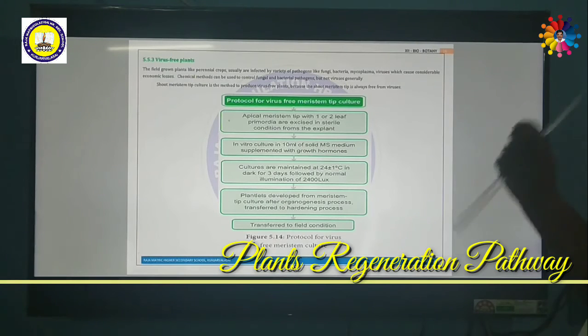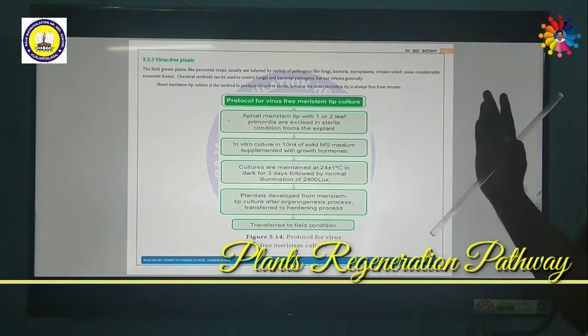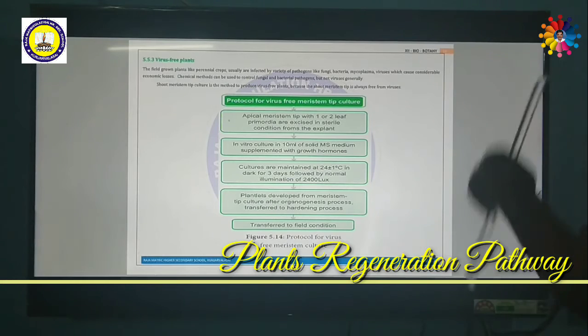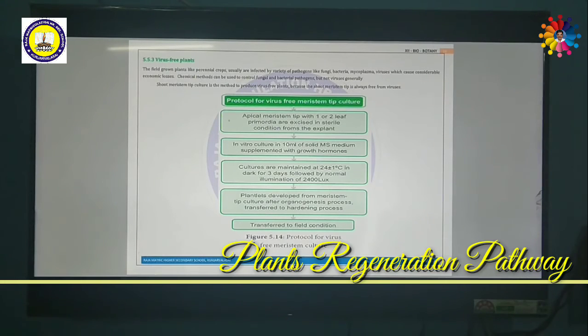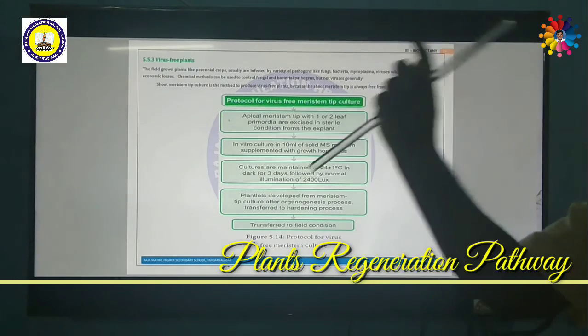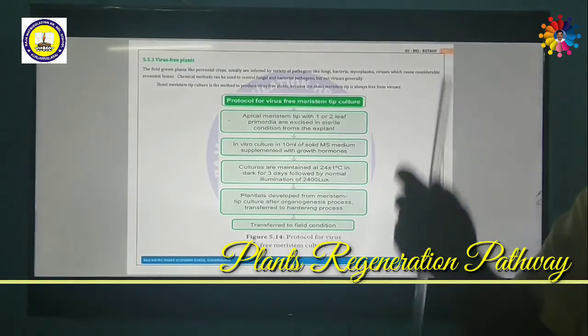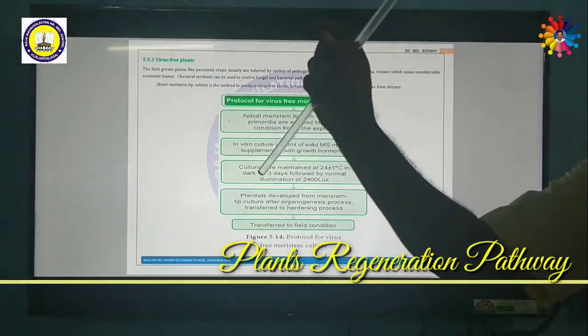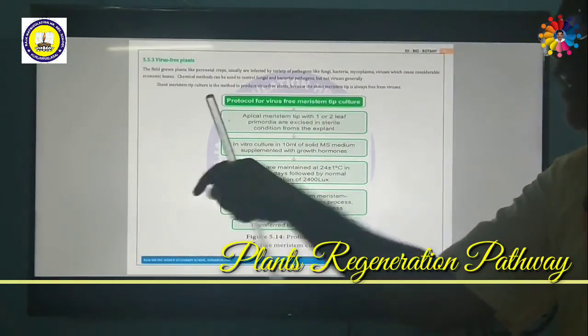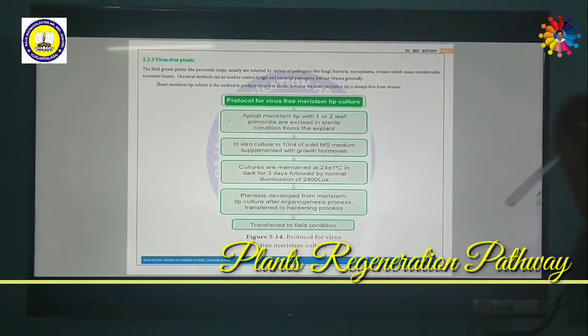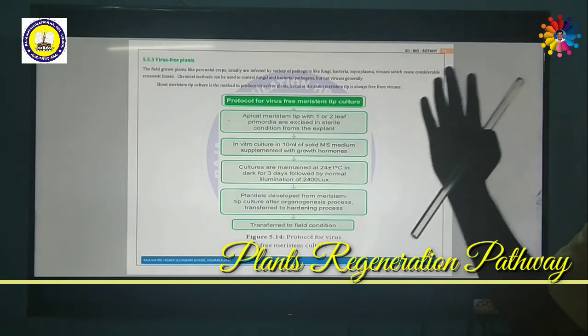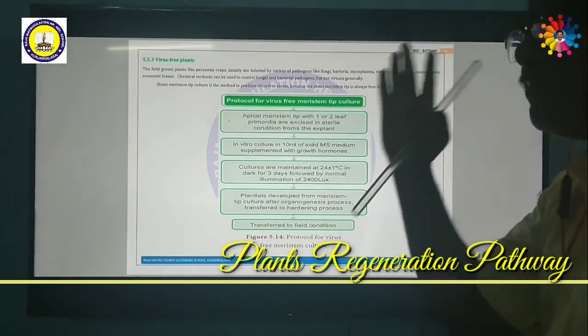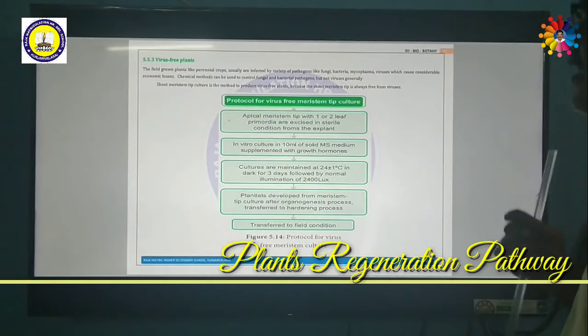Now we are going to see the protocol by which virus-free plants can be prepared. Already we discussed: if you take meristem, shoot tip or root tip, especially shoot tip, and culture the shoot tip as an explant, then it can develop into a new plant by tissue culture. These are free from virus. So this is a plant which can be free from virus.